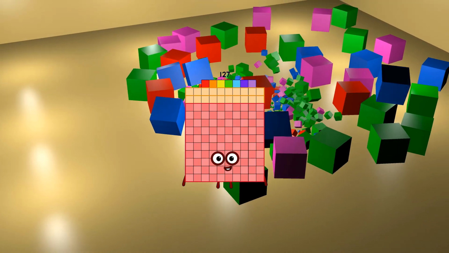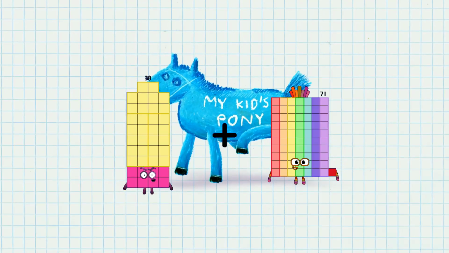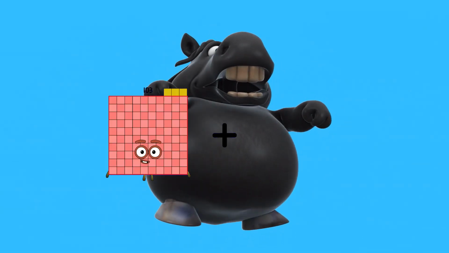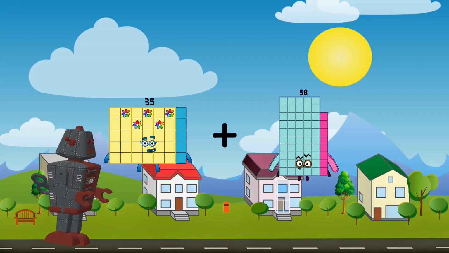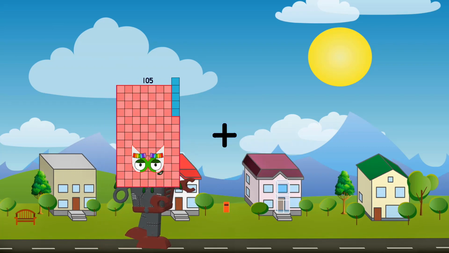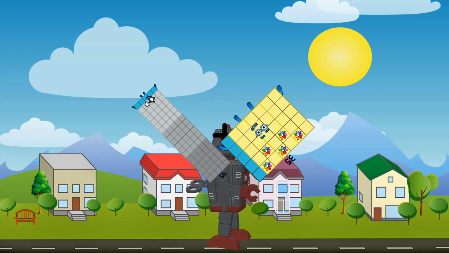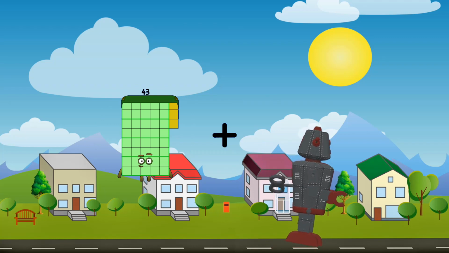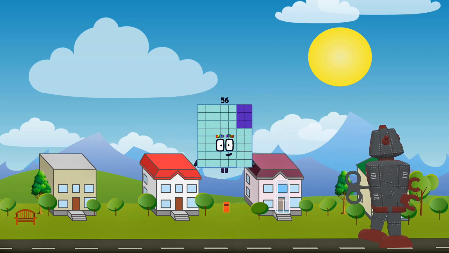93 plus 34 equals 127. 38 plus 59 equals 97. 35 plus 2 equals 37. 95 plus 35 equals 130. 43 plus 13 equals 56.